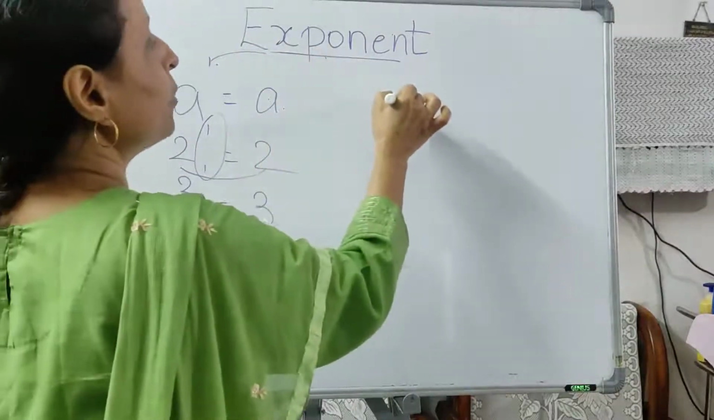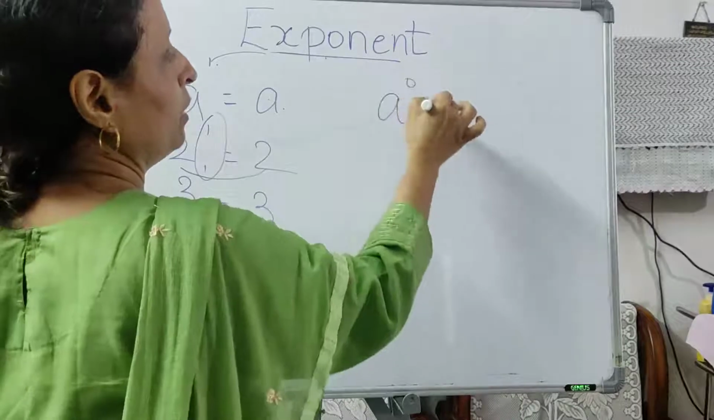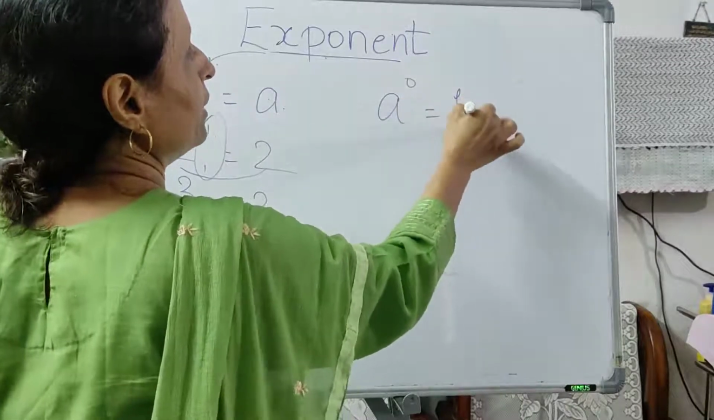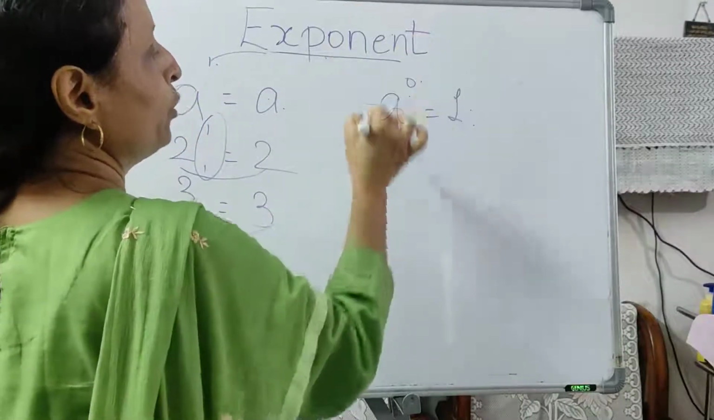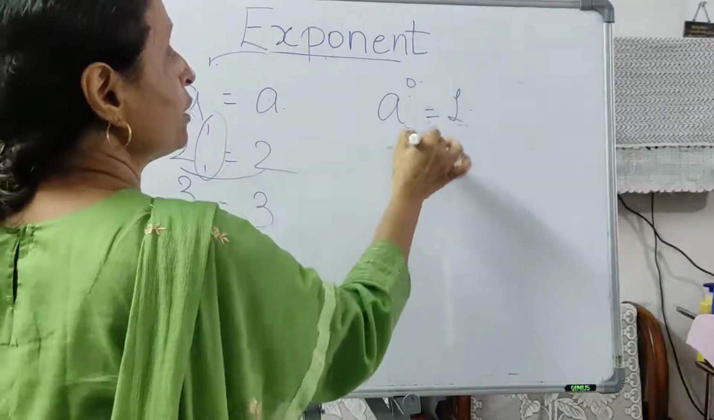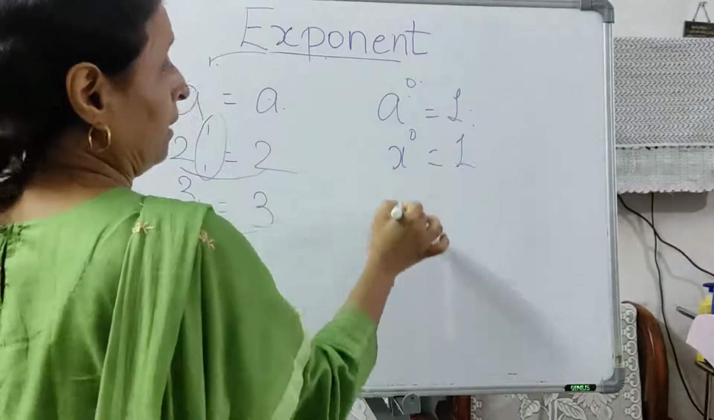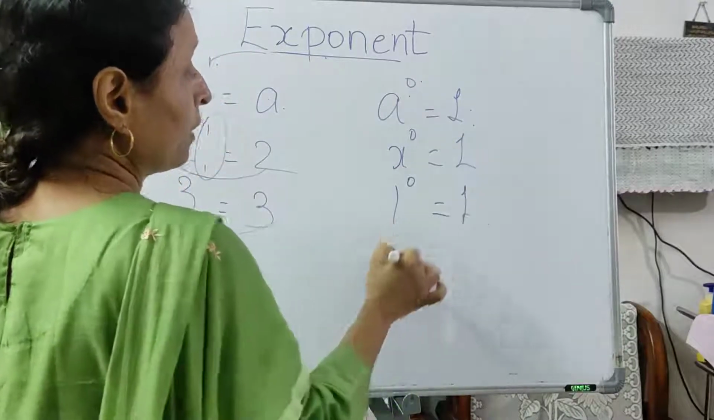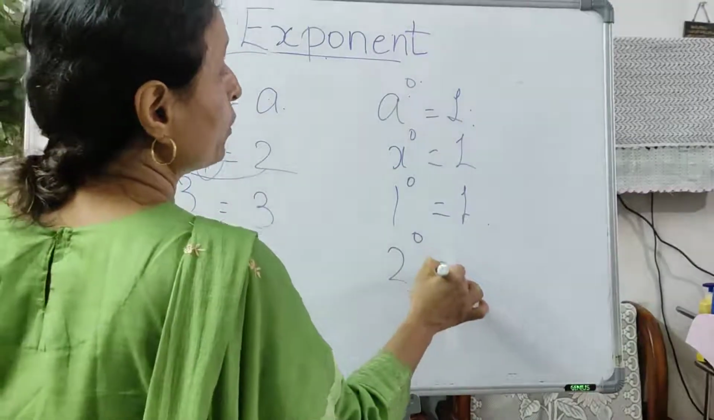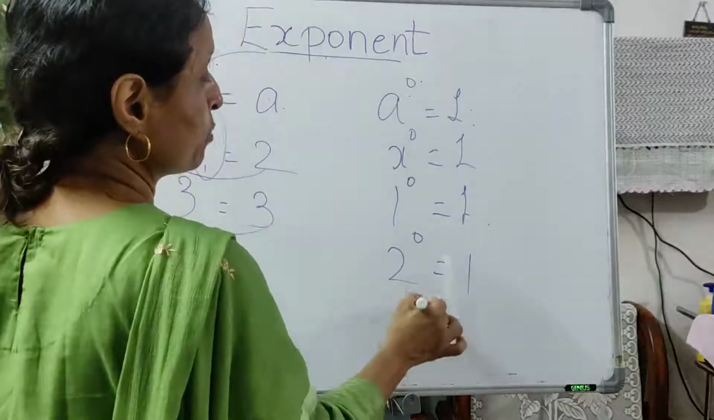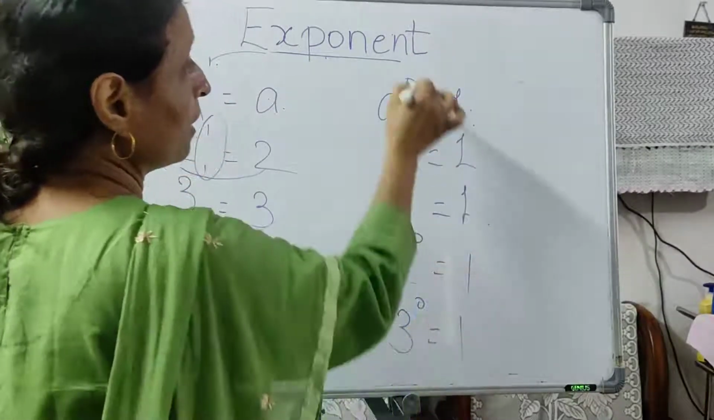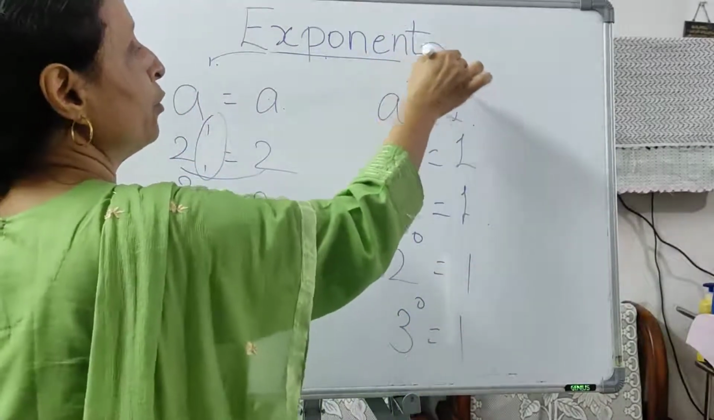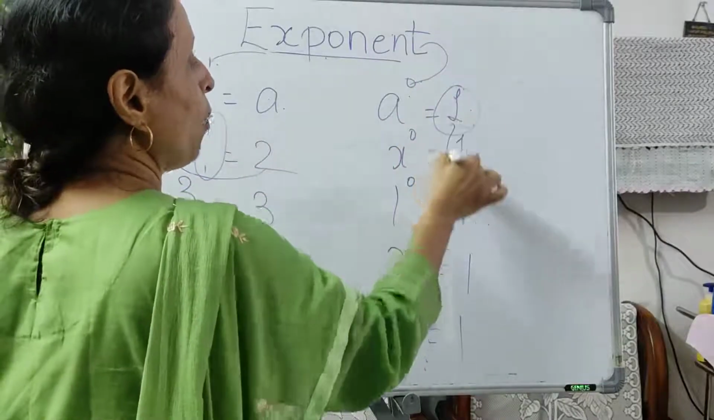And when the exponent is 0, then the value is 1. a raised to 0 is equal to 1. x raised to 0 is equal to 1. 1 raised to 0 is equal to 1. 2 raised to 0 is equal to 1. 3 raised to 0. Anything with the exponent 0, the value becomes 1.